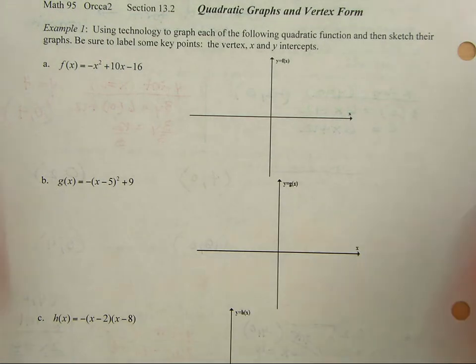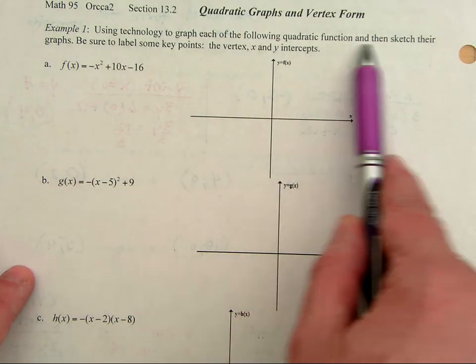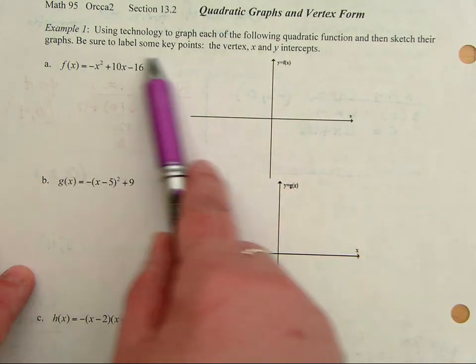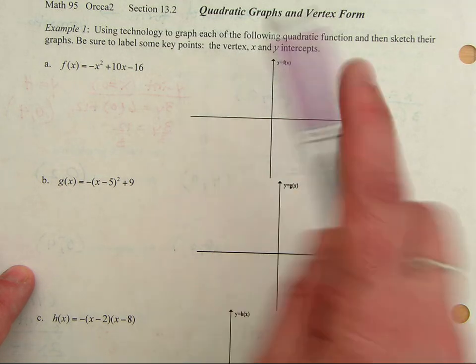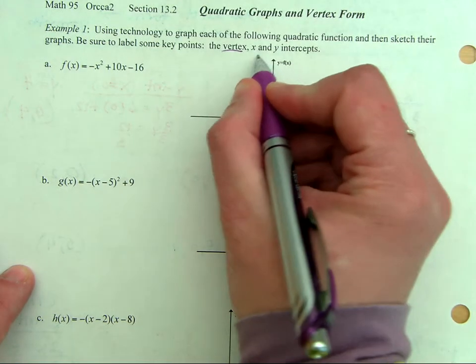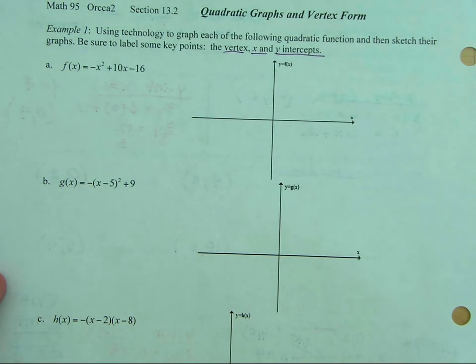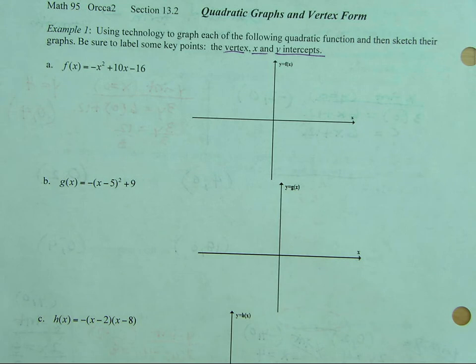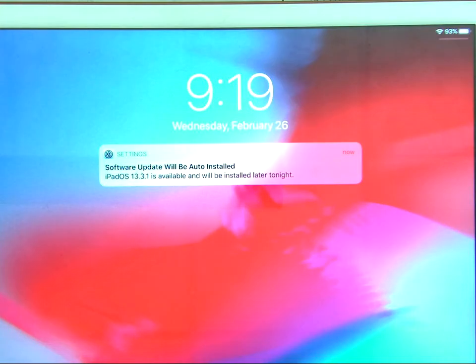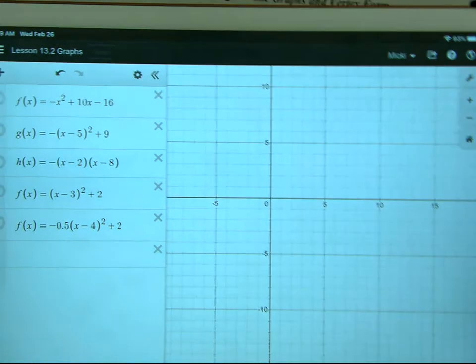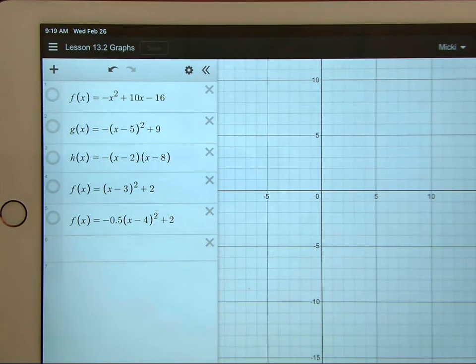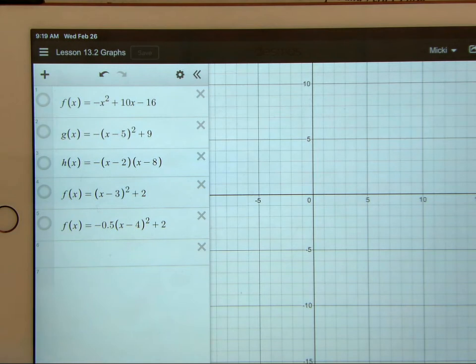So let's go ahead and use technology to graph the following quadratics and sketch the graphs, labeling some key points. The key points that we're looking for are the vertex and the x and y-intercepts. There might be certain forms of these that are going to be more friendly to finding those. So I'm going to use my handy technology here. This is Desmos, and I've already pre-programmed some of the equations in there. If you're not sure how to type them in, that's something we could talk about.